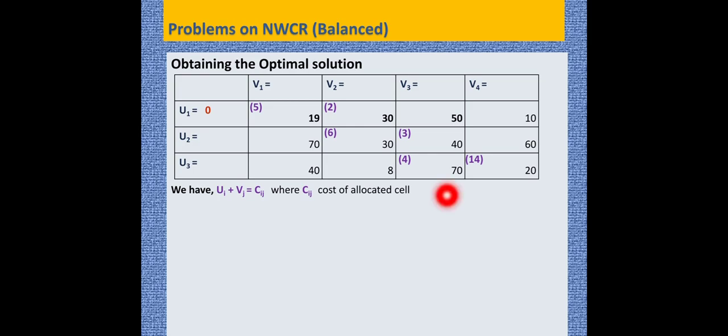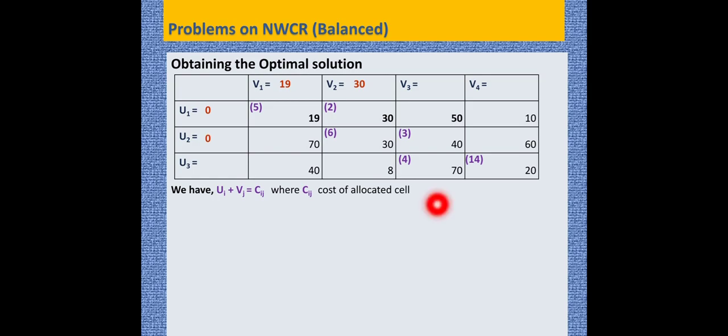Now I assume U1 is equal to 0, so that U1 plus V1 is equal to 19. So 0 plus V1 is equal to 19. I will get V1 is equal to 19. So that has been found there. Next, U1 plus V2 is equal to 30. So V2 will also come as 30 here.